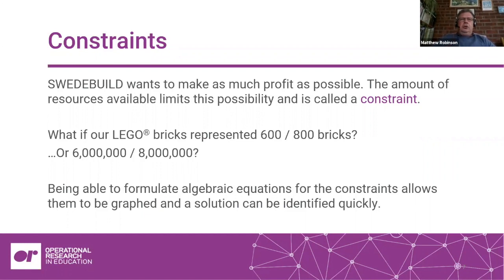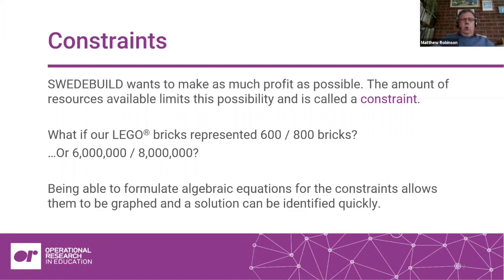And constraints are very important because that then helps organizations understand what their limits are. But let's take this to Swede Build, IKEA, in another example. What happens if there were 800 bricks or 6 million bricks? What happens if instead of having just 2 types of raw material, they had 25 different types of raw material, or 250 types of raw materials?